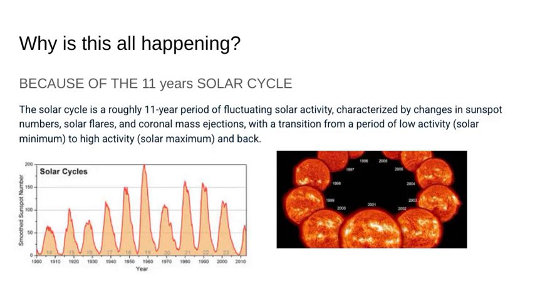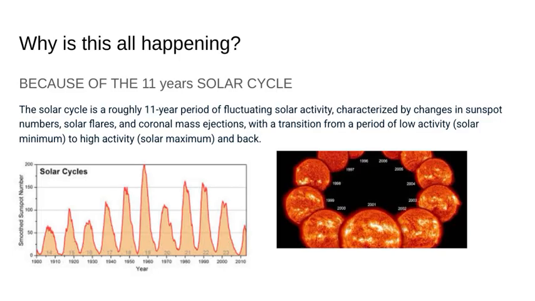Okay, so why is this all happening? This is because of the 11-year solar cycle. So the solar cycle is roughly an 11-year period of fluctuating solar activity, characterized by changes in sunspot numbers, solar flares, and coronal mass ejections, with a duration from a period of low activity, which is what we call the solar minimum, to high activity, which is the solar maximum, and back again. So this is basically due to the magnetic pole flip of the sun, which happens about every 11 years. There is a pole flip.